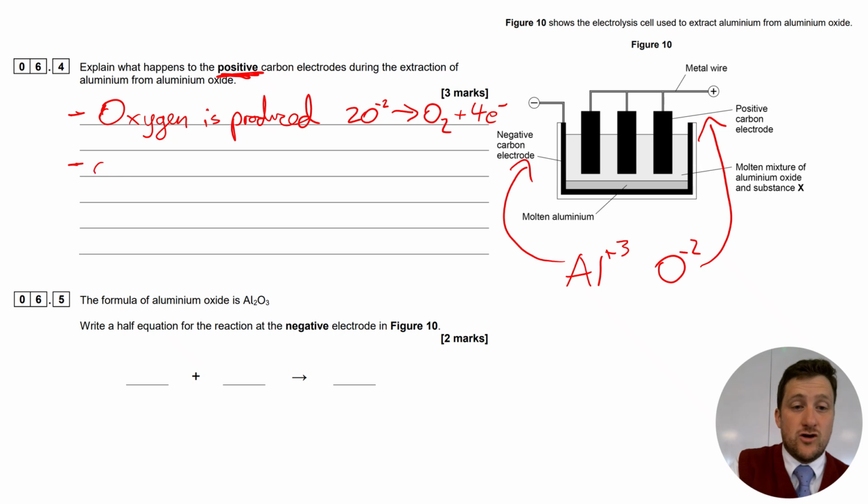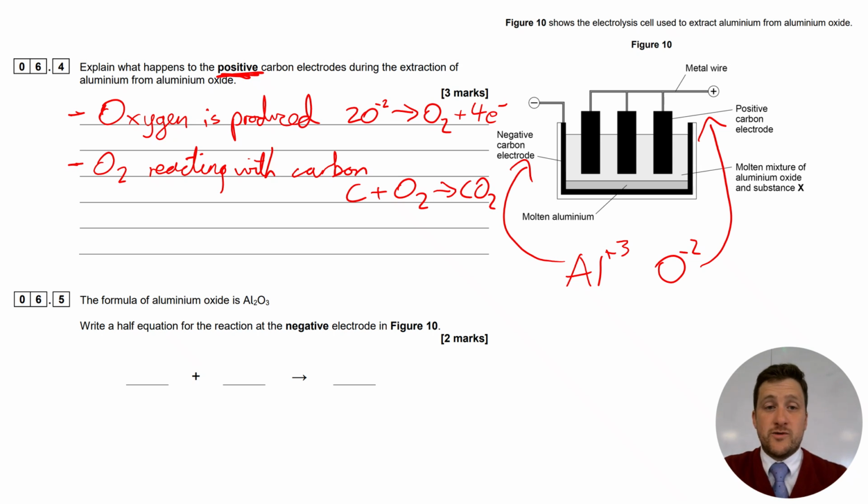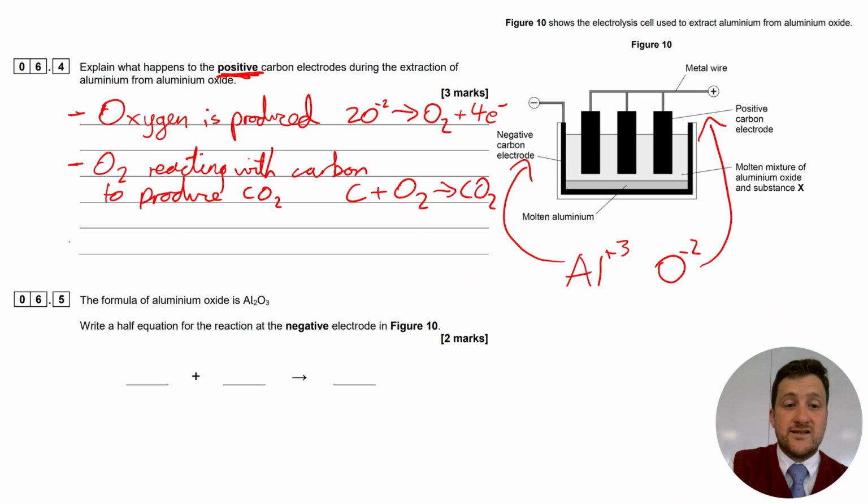And so the oxygen is reacting with the carbon electrode. Okay? Oxygen's reacting with the carbon electrode. Again, we like our symbol equations. Carbon plus oxygen is going to turn into carbon dioxide. We're making carbon dioxide gas. So we can say to produce CO2.